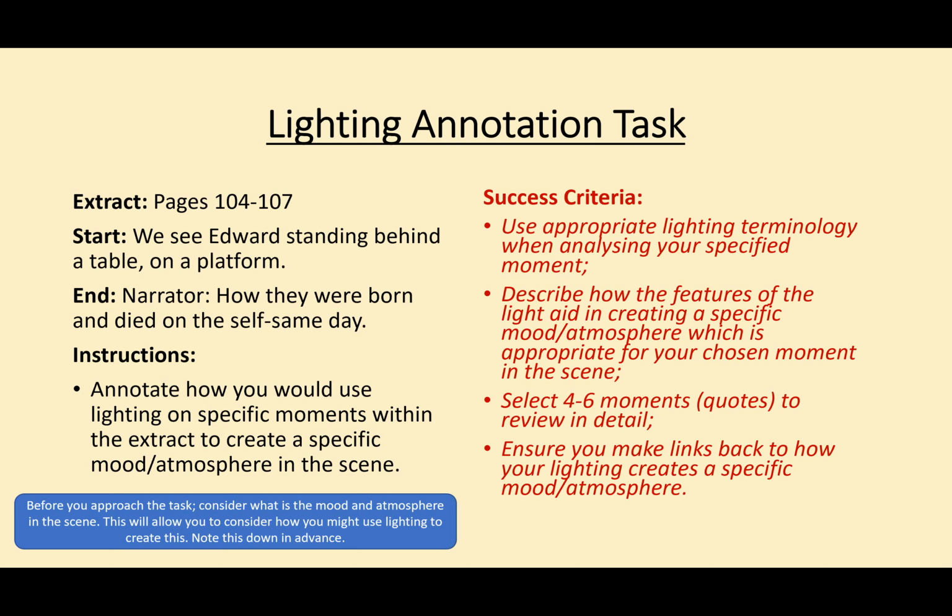The next thing that you're going to need to do is describe how the features of the light aid you in creating a specific mood or atmosphere which is appropriate for that moment in that scene. I'm going to go through an example with you in a moment, but it might be that you want to say, on this quote, I'm using this, and I'm using it to create this effect, but this is how the light does it. So it might be that you're trying to create a really intense moment. The parcan is a really intense beam, and the intensity of that light aids you to create that intense moment and that intense atmosphere on the stage.